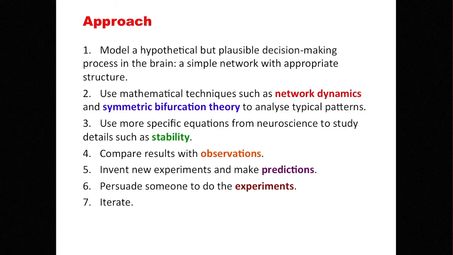Compare with observations, invent new experiments, make predictions, get someone to do the experiments. I'm a mathematician, so is my friend Marty. We can't do the experiments. We don't have access to the equipment. We need to sign all the forms so that we can use graduate students or something as experimental subjects. But fortunately, there are other people who do that kind of thing. And then go round and round this process.